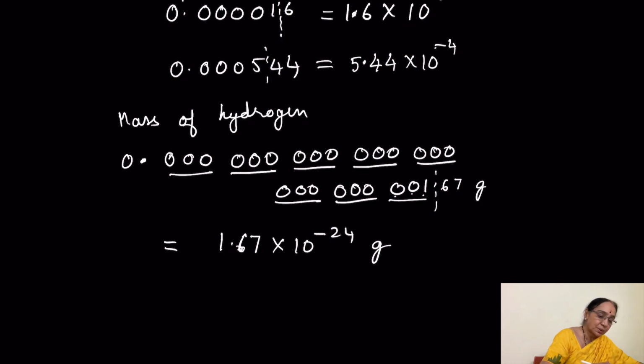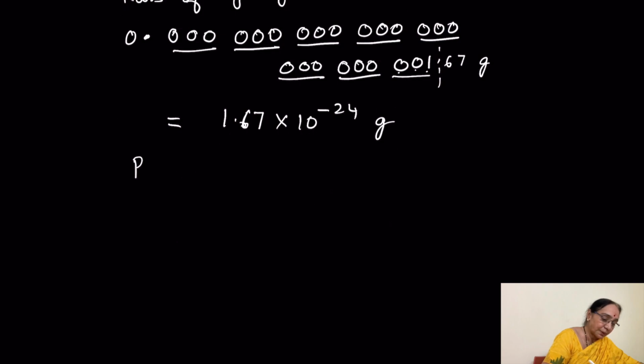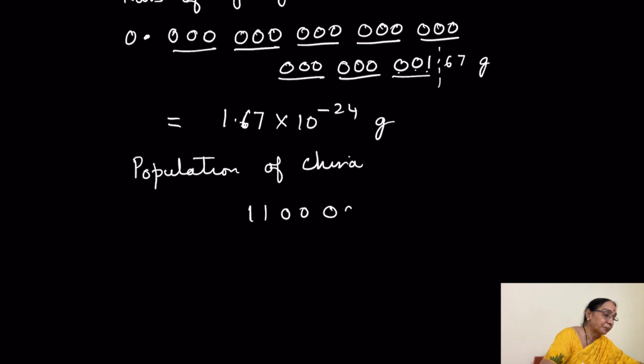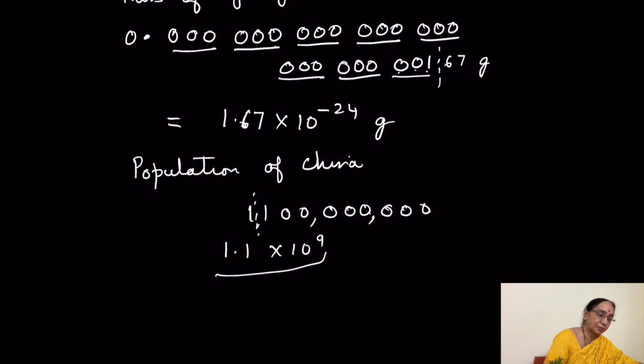Now this is also used in population. Population of China at a certain period was estimated as 1. How do you read this number? 1,100,000,000. So how do I write it in the standard form? 1.1 and see how many digits after that. 1, 2, 3, 4, 5, 6, 7, 8, 9. So into 10 to the power of 9. That is the population in standard form.